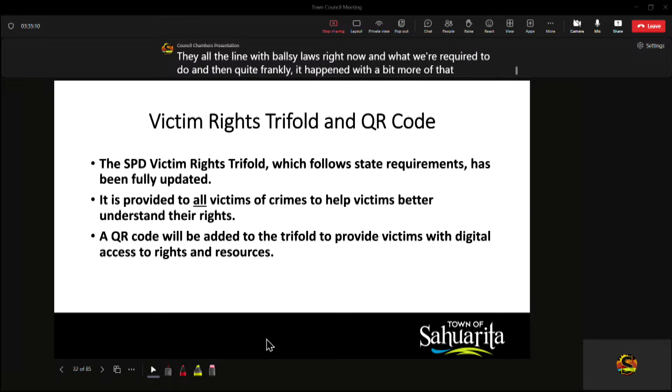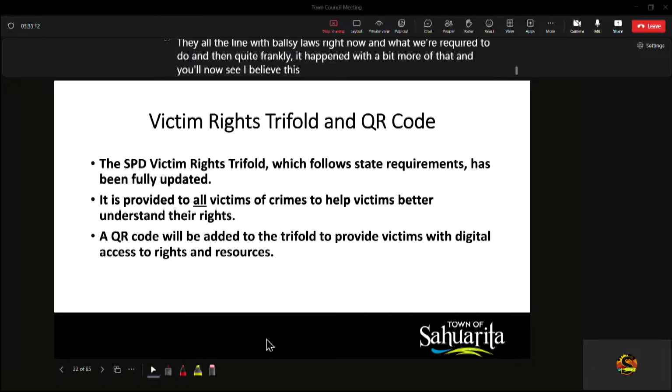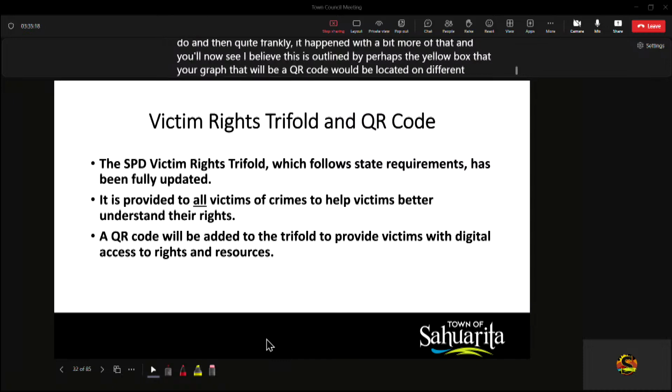And you'll now see, I believe it's outlined by perhaps a yellow box on your drafts. That'll be a QR code. It'll be located in 2 different places of the document. And the idea behind that is they can scan that QR code, save that as necessary, and yes, keep the paper copy, which comes in handy trying to find your case number and things of that nature, but also have it on their smartphone, which a lot of people carry with them pretty much all the time.